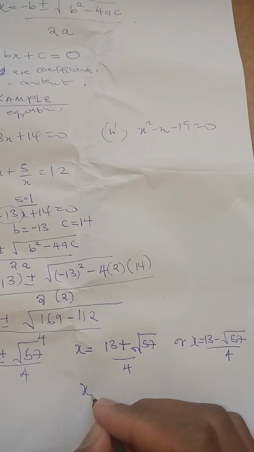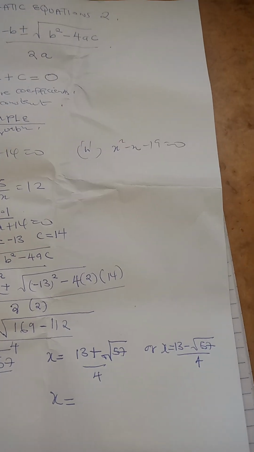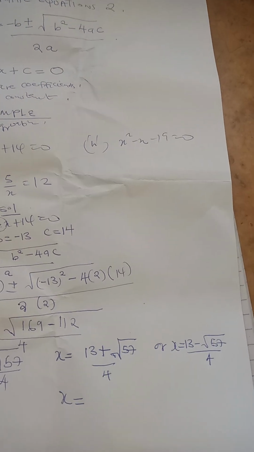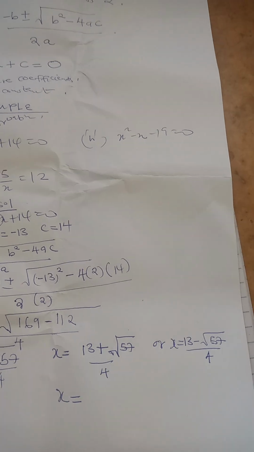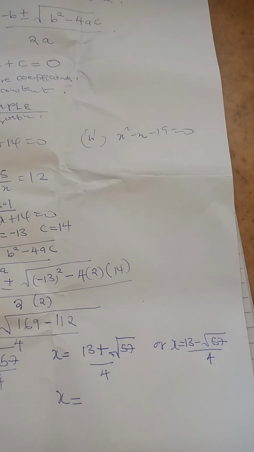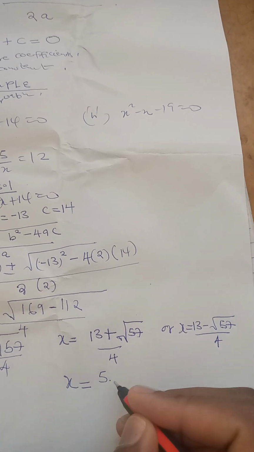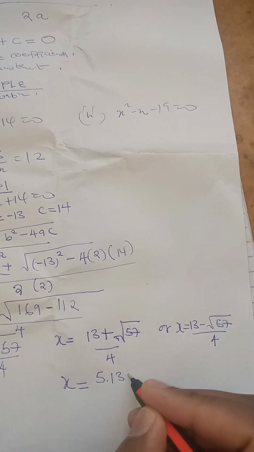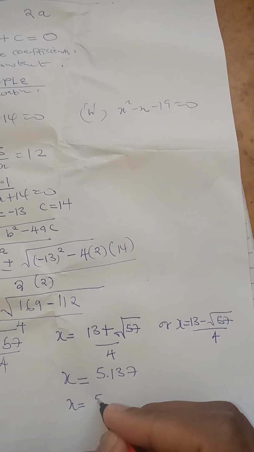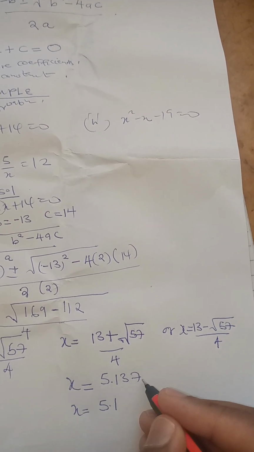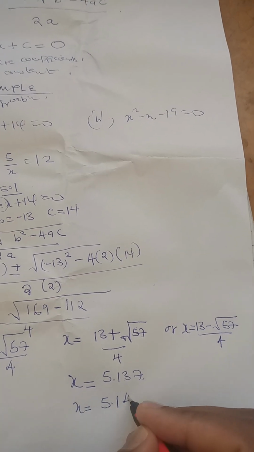So now simplify, get your calculator, don't use your head, it's paper 2, don't stress. So 13 plus the root of 57 divide by 4. So first one is giving us 5.137. It says 3 significant figures, so 3 numbers. Since the next number after the third is greater than 5, we get a 1 and have 5.14.